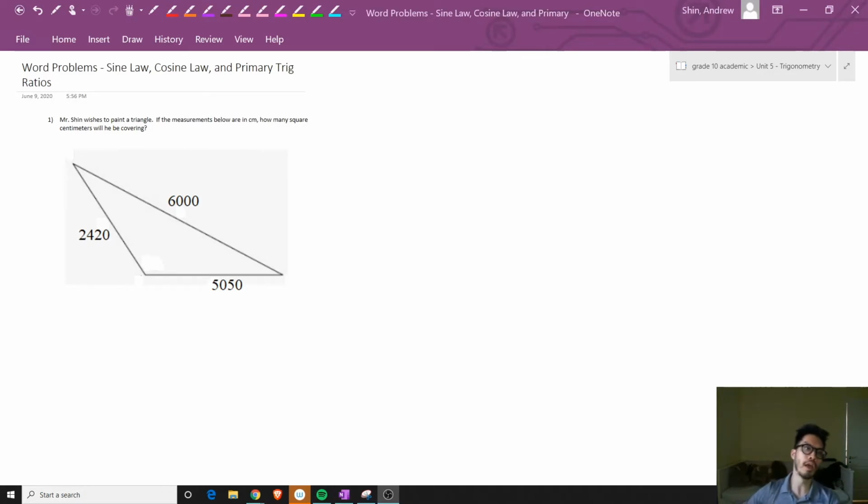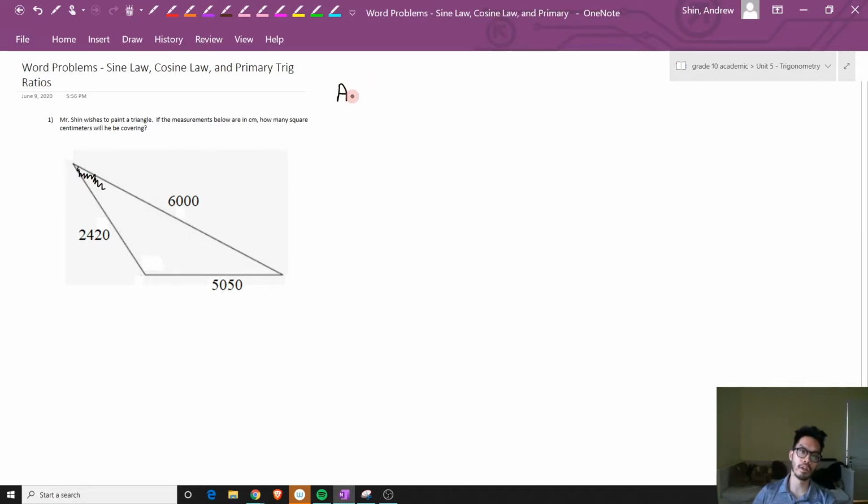So example 1. Mr. Shin wants to paint this triangle below. If the measurements below are in centimeters, how many square centimeters will he be covering? So how much paint will I need to use? If they're asking me to paint everything inside here, it's really asking for the area.